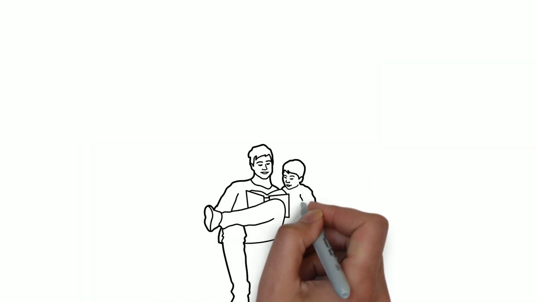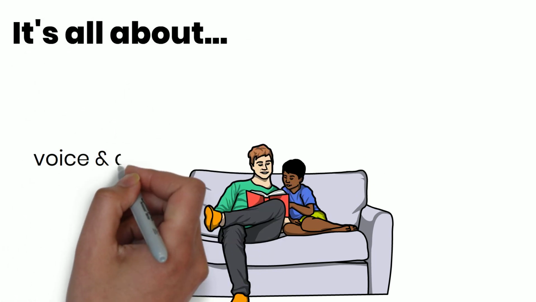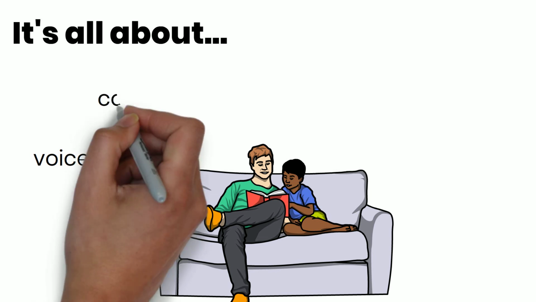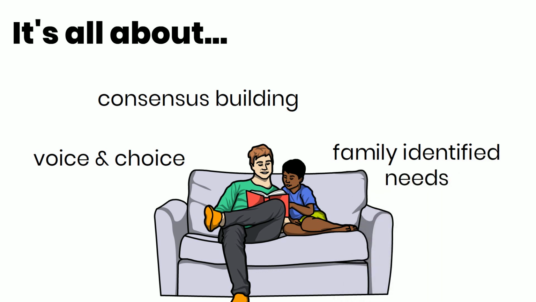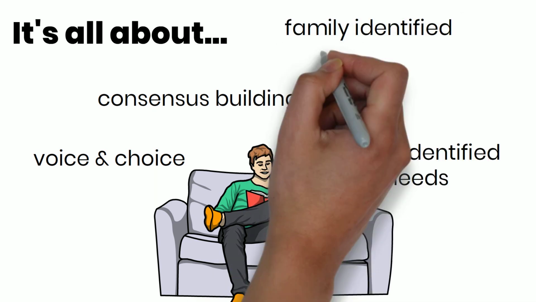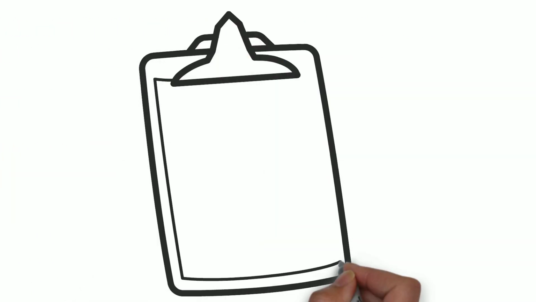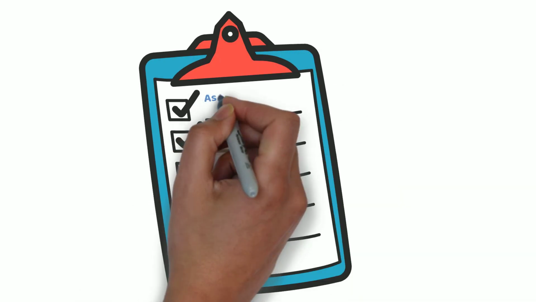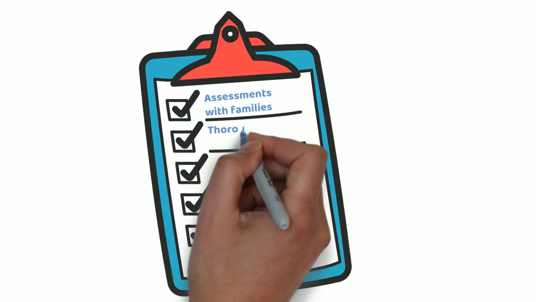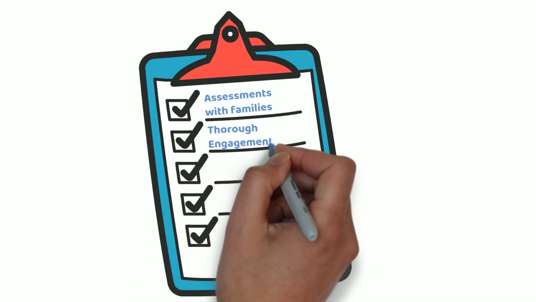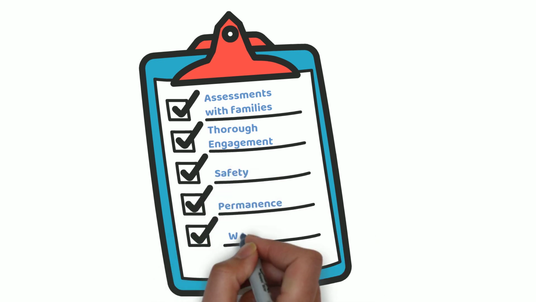Remember, the CANS is a communimetric tool that supports us in having a conversation with the family and their network. And at the core of it all is an opportunity for everyone at the table to have voice and choice and to build consensus around the child, youth, or family's identified needs and strengths. The CANS helps us to complete assessments with families, as opposed to completing assessments on families. And hopefully, with the family's thorough engagement and agreement in the process, we can help families create safety, permanence, and well-being for themselves after we exit their lives.